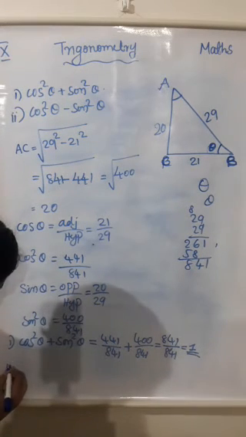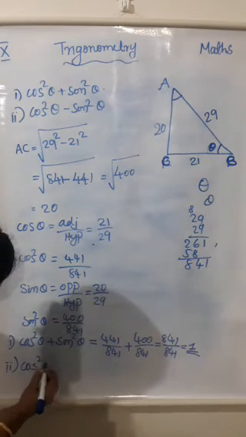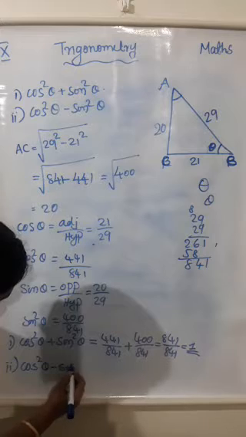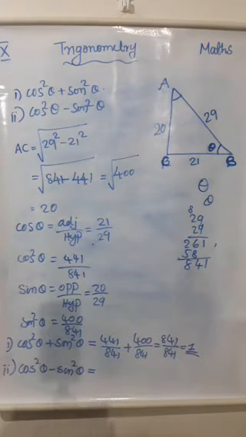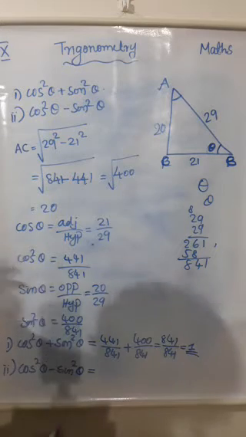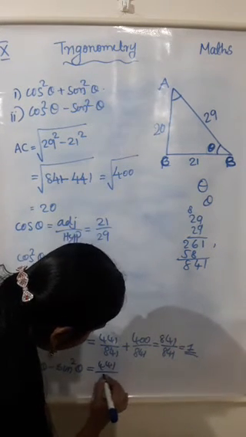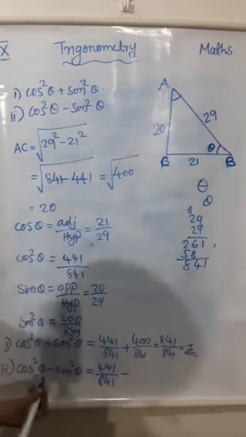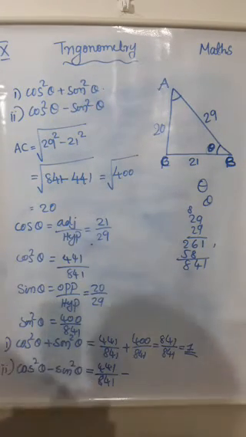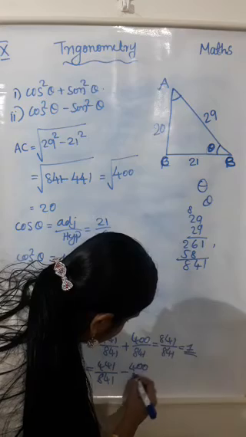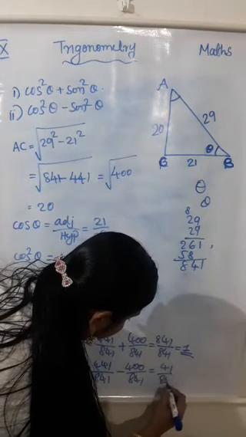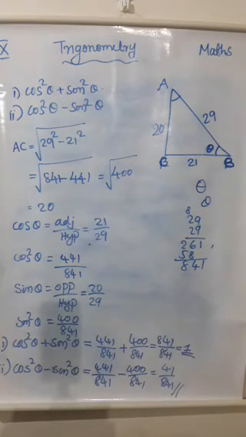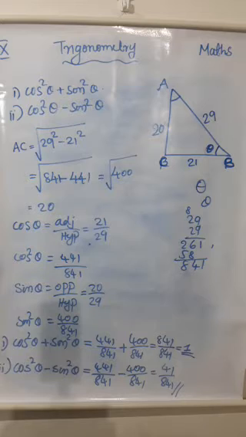Then second question, cos square theta minus sin square theta is equal to 441 by 841 minus 400 by 841, we got 41 by 841. So cos square theta minus sin square theta is equal to 41 by 841. Okay.